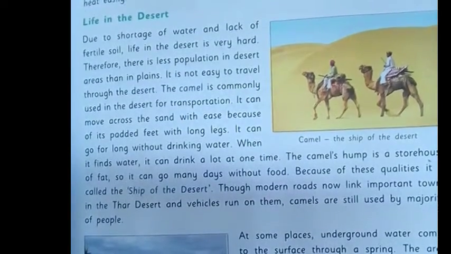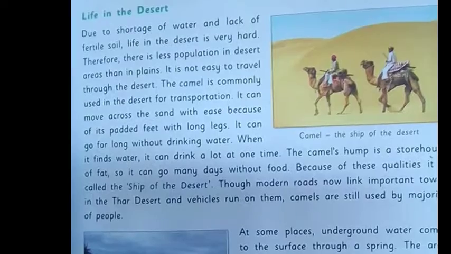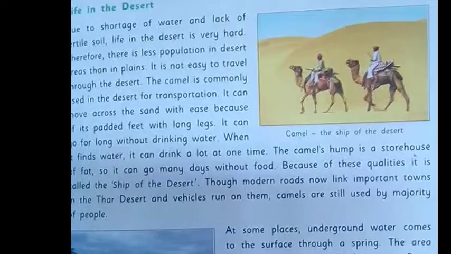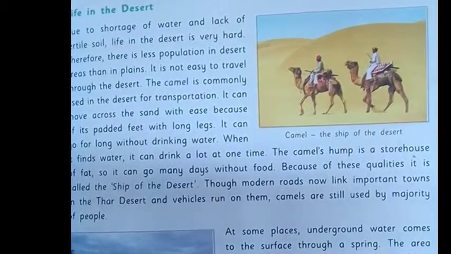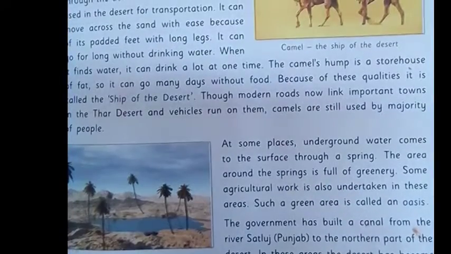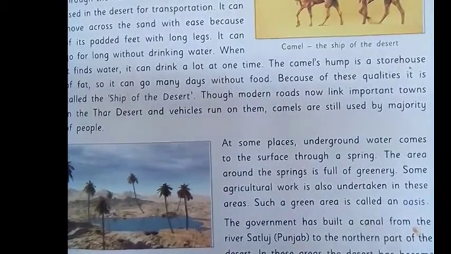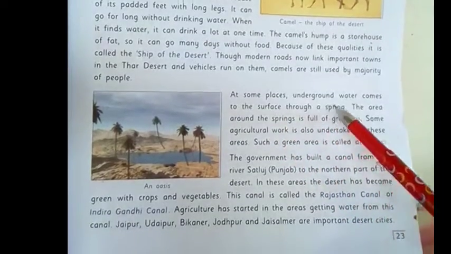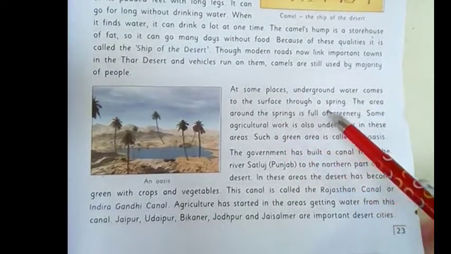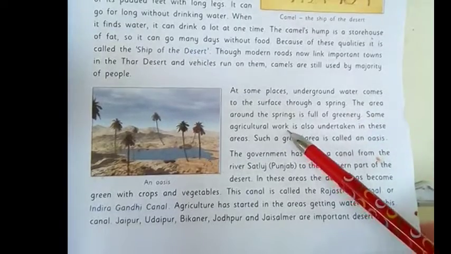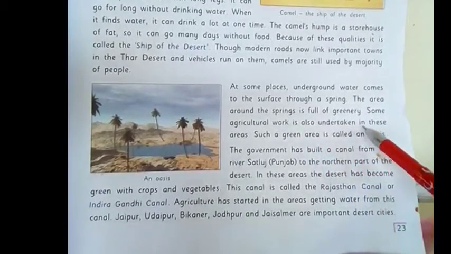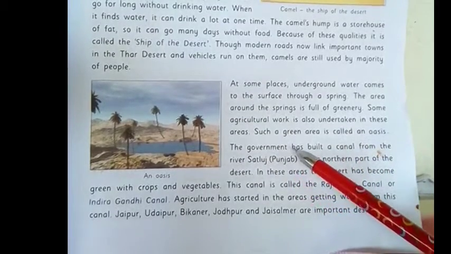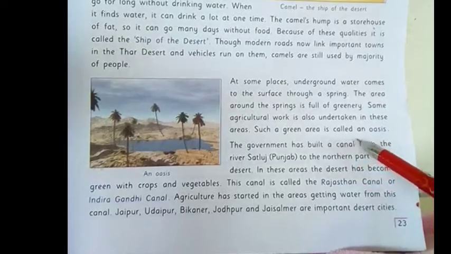Now in modern days, the important towns are linked with the third digit, and nowadays we can see many vehicles which can run through this area. At some places, underground water comes to the surface through a spring. The area around the springs is full of greenery. Some agriculture work is also undertaken in this area. Such a green area is called an oasis.